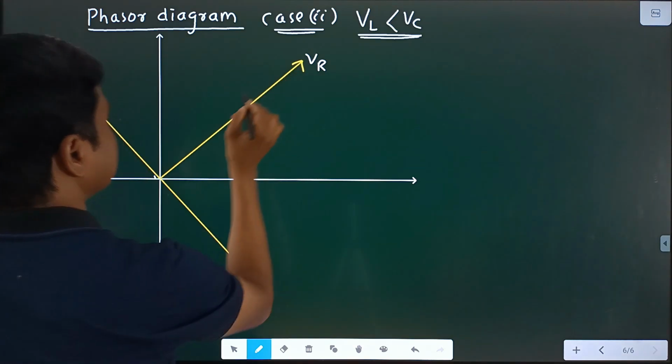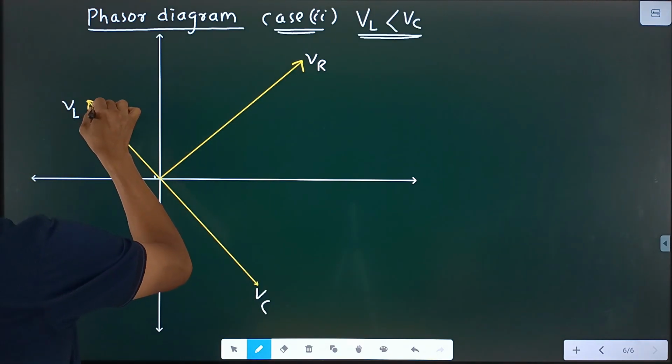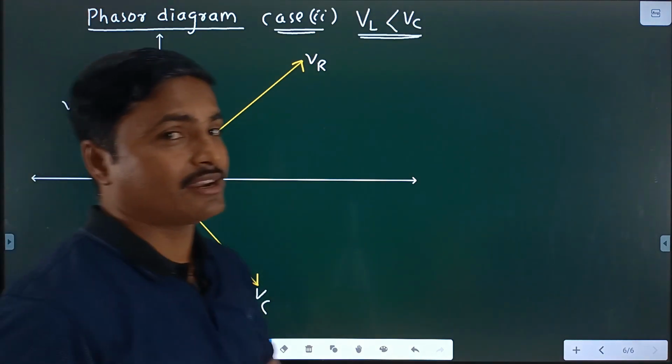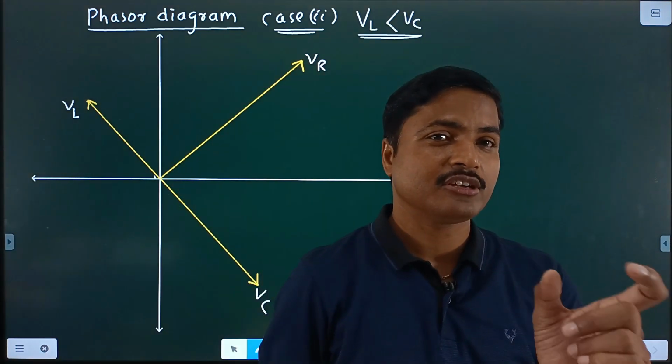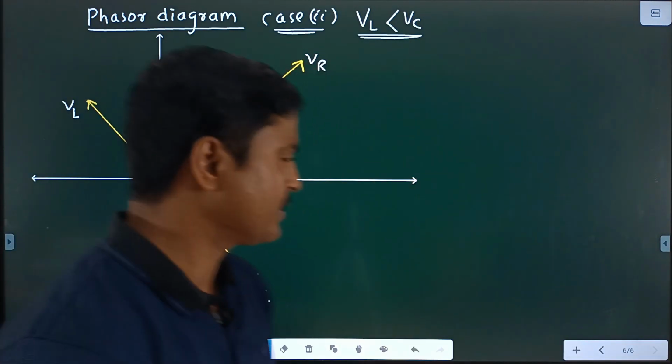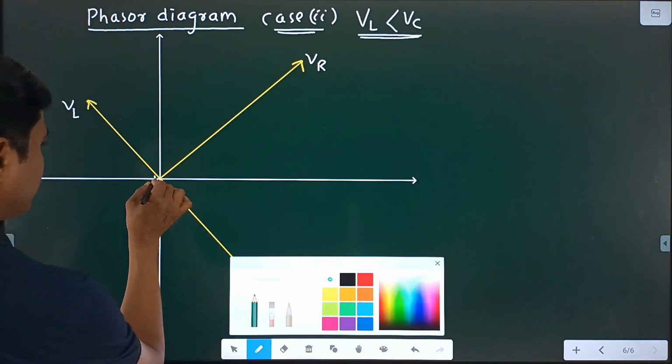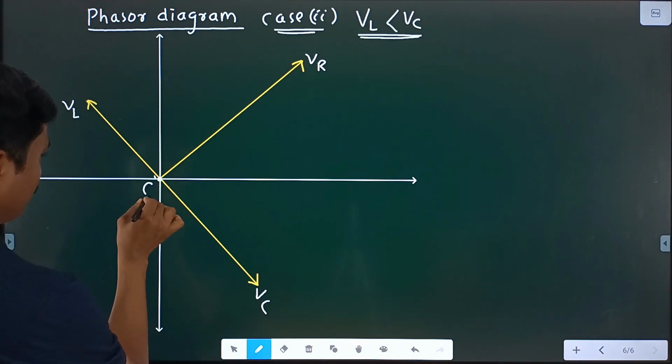First vector, that is VR. Second phasor, that is the VL. And third vector or third phasor, we write that is the VC. Because phasor means a rotating vector, you know that. And here we add these three vectors, and all are starting from a common point. We write that point as the origin, O.